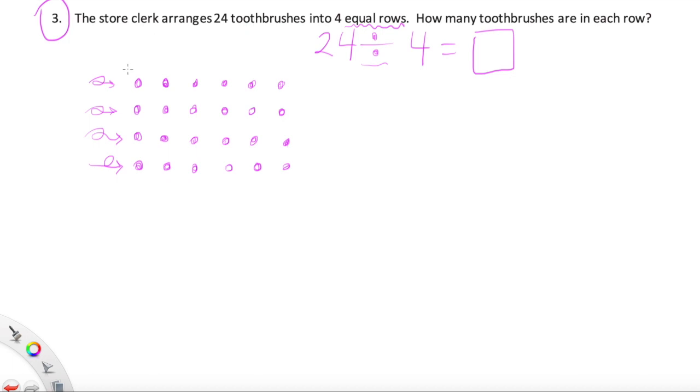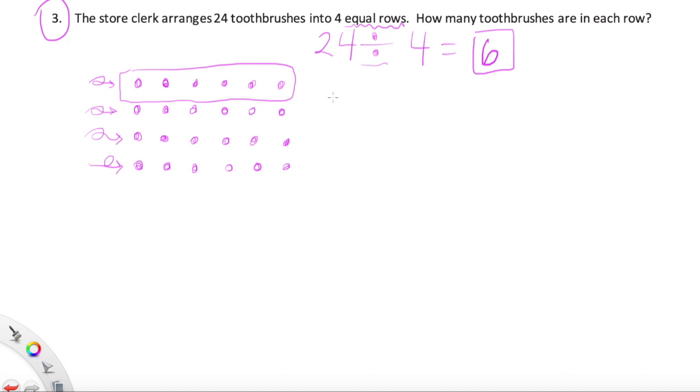So if I were to look at one row of toothbrushes, oh yeah, one row of toothbrushes. How many toothbrushes are in this row? Well, I see 1, 2, 3, 4, 5, 6. 24 divided by 4, friends, is 6. We are going to have 6 toothbrushes in each row.